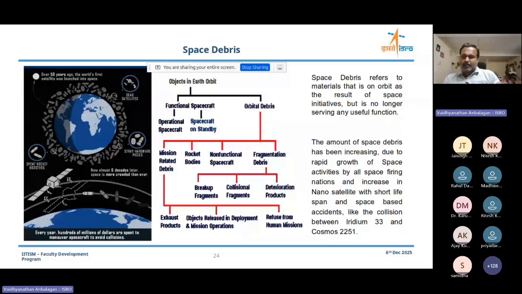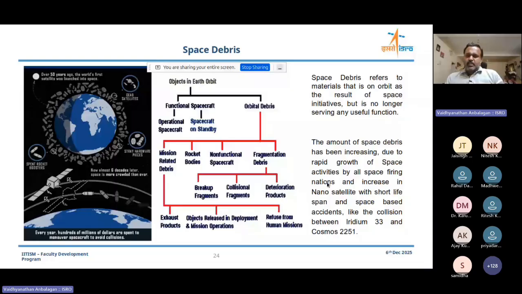One such thing has already happened, somewhere around 2005 or 6, when the Iridium 33 and Cosmos 2251 satellites, one a live satellite and one a debris, collided. One fine day nearly 2,000 debris were formed, and both the satellites were lost. Such things should not happen.